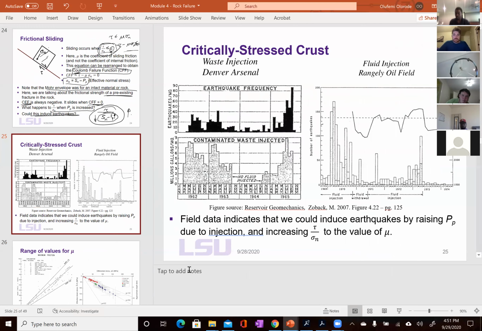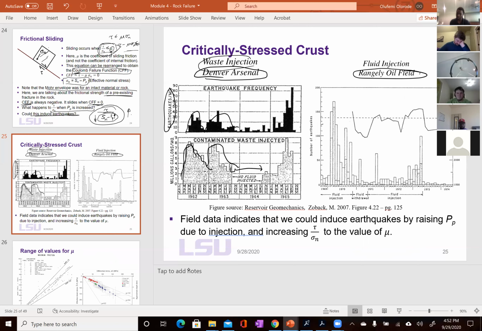And this is for a case in Denver. This is for a case elsewhere. You're looking at the number of earthquakes expressed as frequency. You're looking at the amount of water they are injecting. So this is a water injection project, actually a waste injection project. This is the volume of the waste injection. You see, as you increase more volumes, well, you have more earthquakes. You don't inject within this time frame, well, little or no earthquakes. You begin injecting again, more earthquakes.